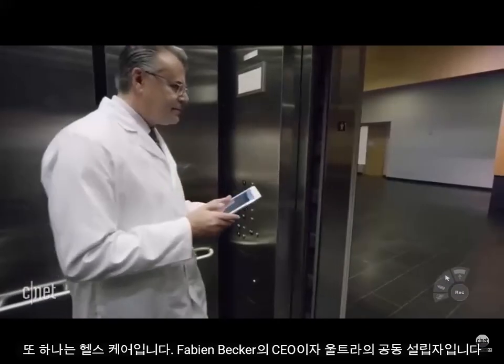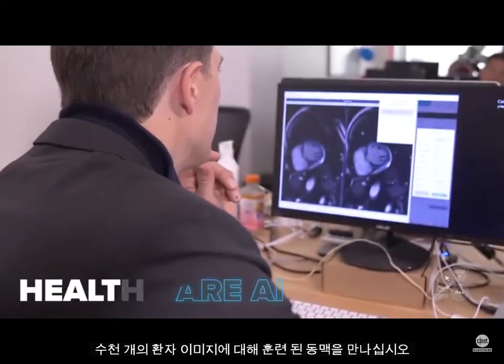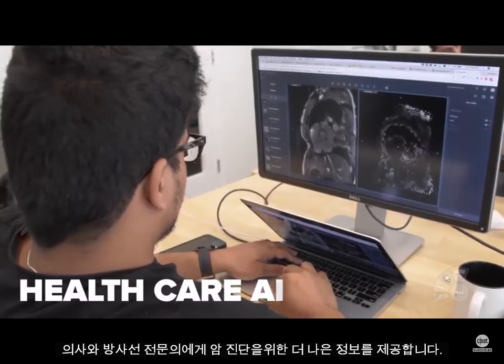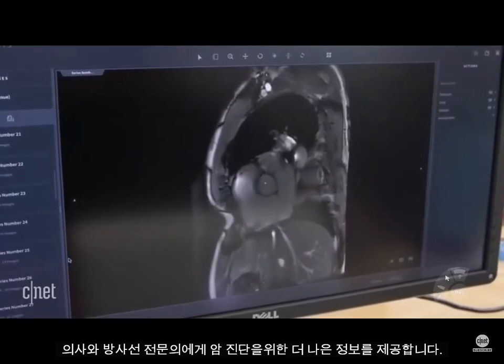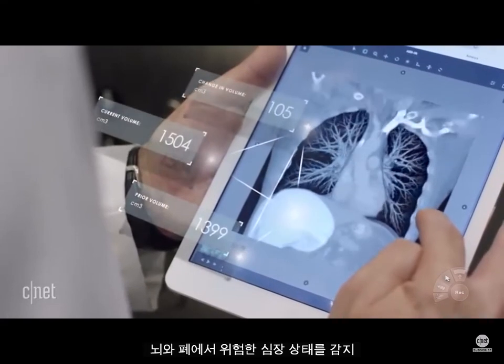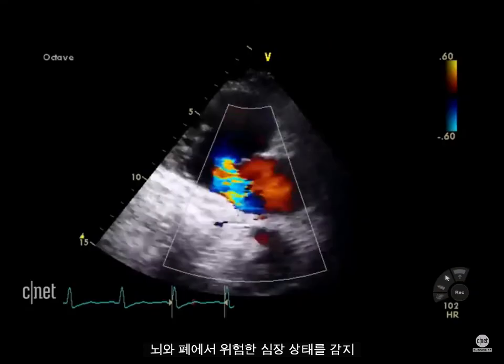Another is healthcare. I am Fabian Beckers, CEO and co-founder of Arteries. Meet Arteries. Their machines have been trained on thousands of patient images, which gives physicians and radiologists better information for diagnosing cancer in the brain and lungs, and also detecting dangerous heart conditions. A radiologist normally has to be highly trained to really look at the organ. Spend a lot of time sometimes just drawing contours by hand, like the ventricles or the atrium. And that takes a lot of time.